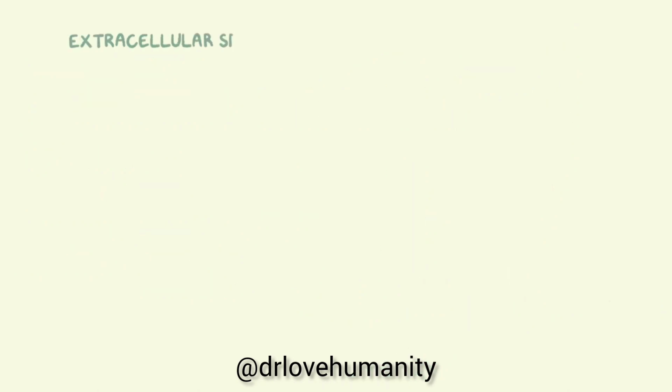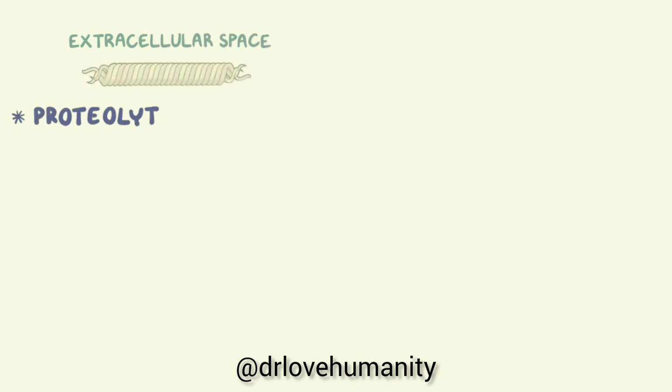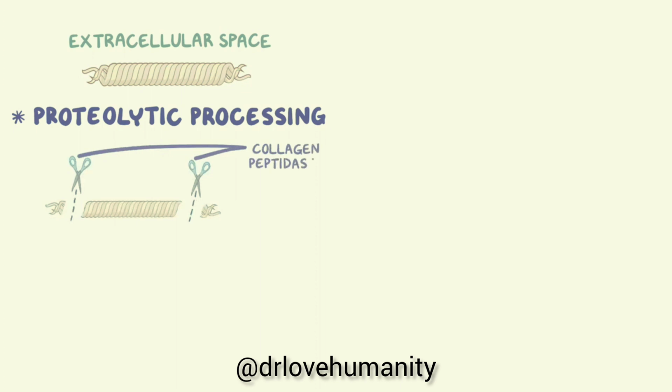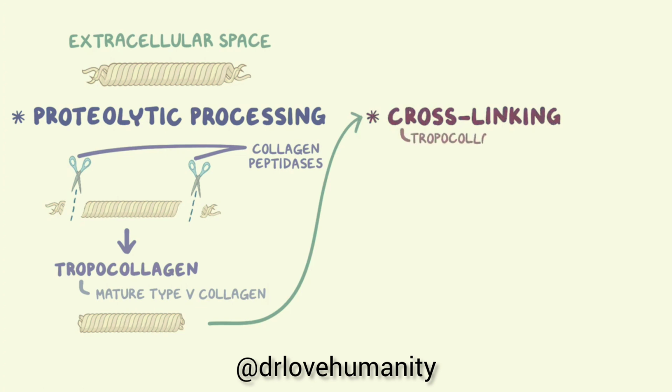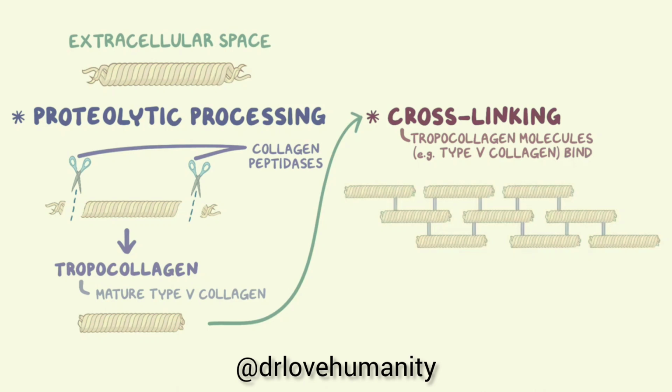In the extracellular space, procollagen undergoes proteolytic processing. And that's where a tiny band of enzymes called collagen peptidases cleave the loose strands at both ends of the procollagen protein, turning procollagen into tropocollagen. At this stage, tropocollagen is the mature type 5 collagen. Finally, there's a stage called cross-linking, which is where lots of tropocollagen molecules, in this case type 5 collagen, bind together with the help of a copper-dependent enzyme called lysyl oxidase to form a stack of collagen fibrils with type 1 collagen.